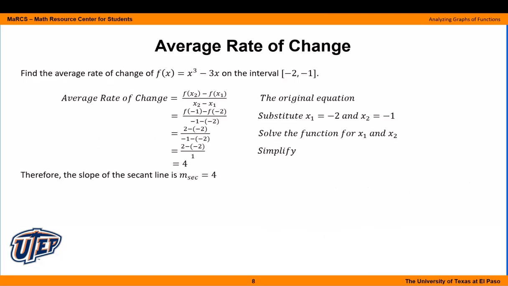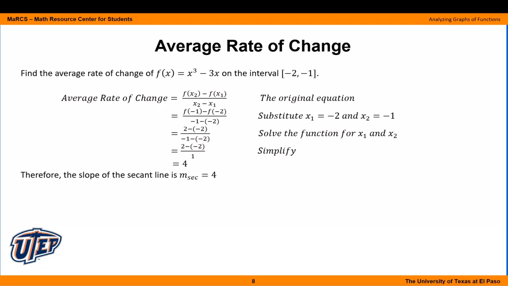Now let's apply this formula. We're given f of x is equal to x cubed minus 3x on the interval -2, -1. We plug into the formula f of -1 minus f of -2 divided by -1 minus -2. Now evaluate. F of -1 is equal to -1 cubed minus 3 times -1, which is equal to -1 plus 3, which is equal to 2. And f of -2 is equal to -2 cubed minus 3 times -2, which is equal to -8 plus 6, which is equal to -2.